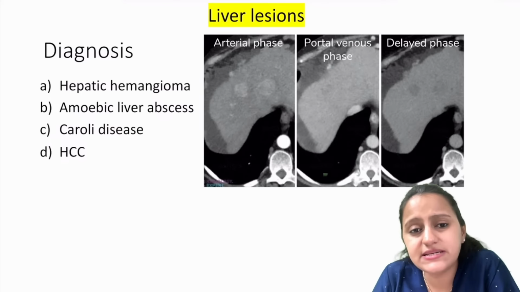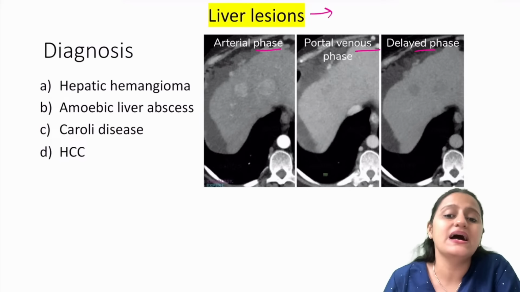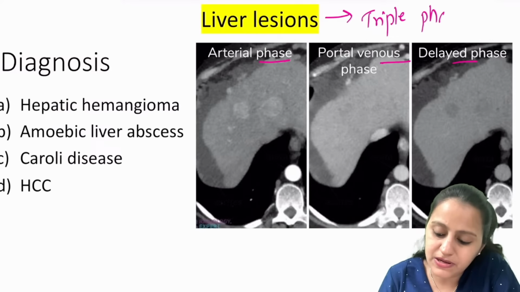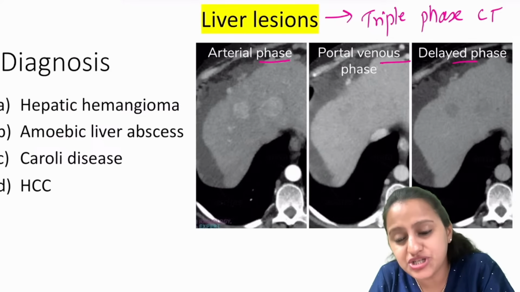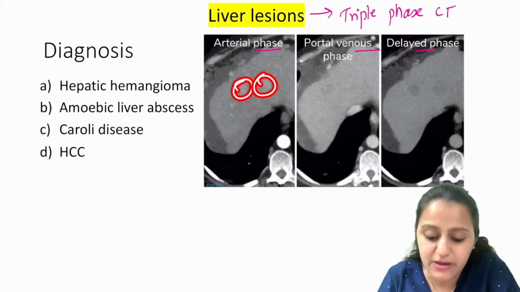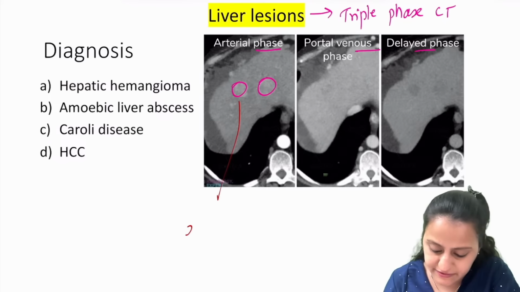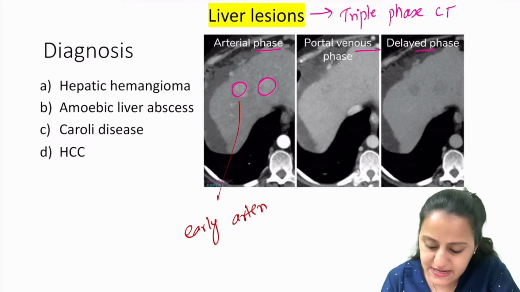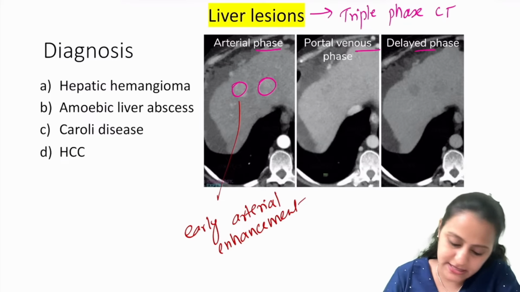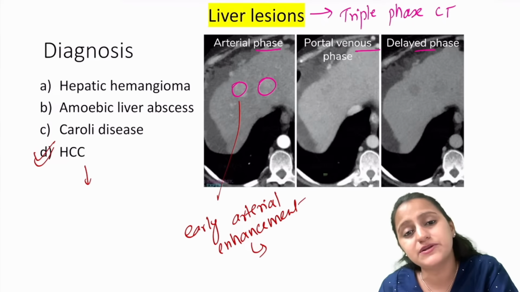What is the diagnosis here? Remember, in liver lesions is where you do this triple phase CT: arterial, portal and delayed phase. Triple phase CT is done for liver lesions. And if you see that a liver lesion on arterial phase itself is enhancing, early arterial enhancement is a feature of what liver lesion? It is HCC.